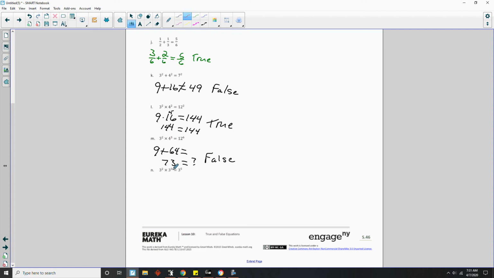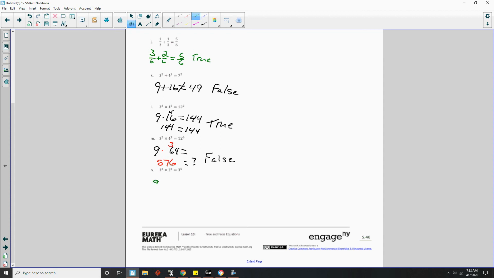All right, so 3 squared plus times, let me go back. I just noticed something. That's not 73. This is not plus. It is times. 9 times 4 is 36. 9 times 6 is 54. Plus 3 is 57. 576. Well, 12 times 12 is 144. Times another 12 is going to be over 1,000. So that is still false. But I didn't want to leave that mistake there.